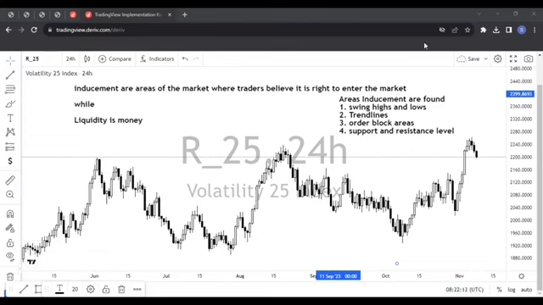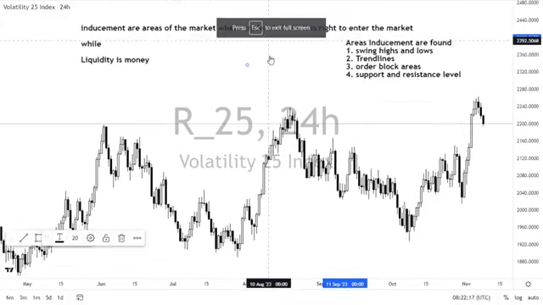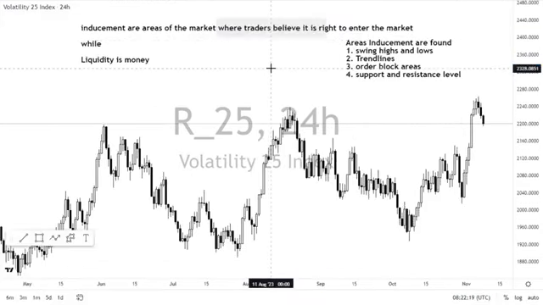So back to liquidity and inducement. A lot of people have said a lot of things about inducements and liquidity. A lot of people said there's similarities between liquidity and inducement. Some people said there's a lot of differences. So I'm just going to be giving you an explanation based on what I have experienced in the market, what I have seen in the market, and the knowledge I have gained in the market. I'm going to be explaining to you based on that, guys.